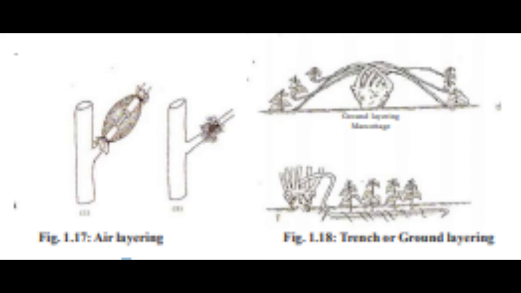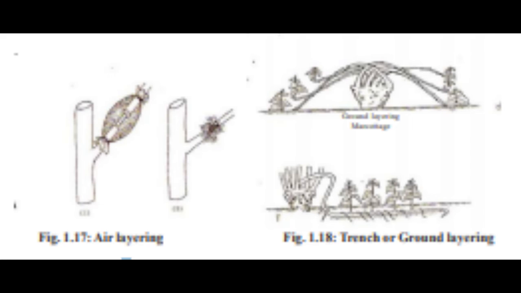In this case, roots are allowed to develop at the nodes of the stem while it is attached to the parent plant. There are two types of layering, viz. air layering and trench or ground layering. I. Air layering. In this method, the bark and some portion of wood is removed from all around a shoot. Besides this, moss, a kind of small plant, is wrapped around the shoot at the point of cut.